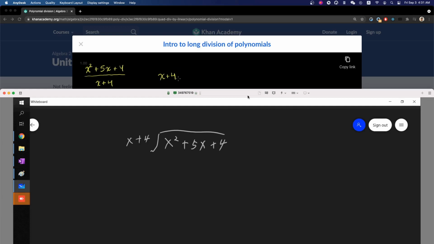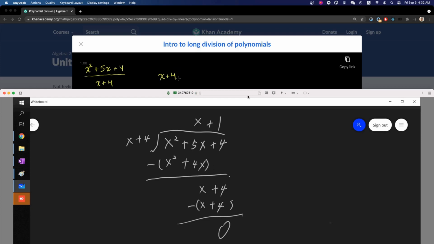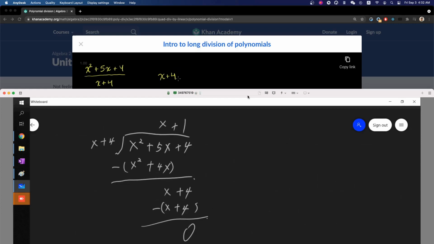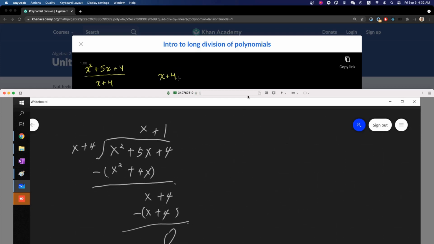How can we do that? First, we're going to multiply by x. In this case, we would get x squared plus 4x. Of course, we're going to subtract it from the original expression. In this case, the x squared cancelled out. 5x minus 4x would be 1x, and we're left with a 4. And now what we need to do is multiply x plus 4 by 1. Then we would get x plus 4. And now everything cancelled out. We got the 0 right in there. So the result for the original division would be just equal to x plus 1.